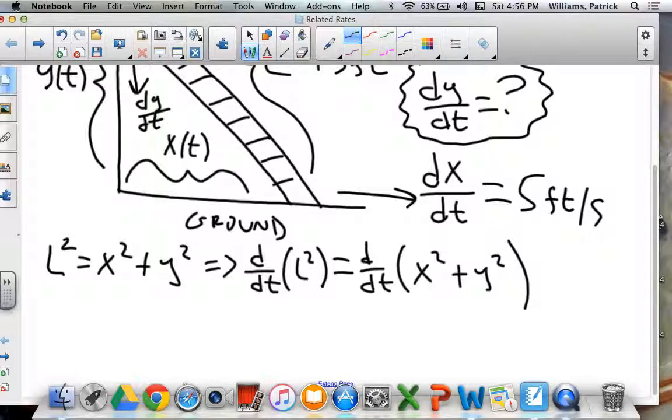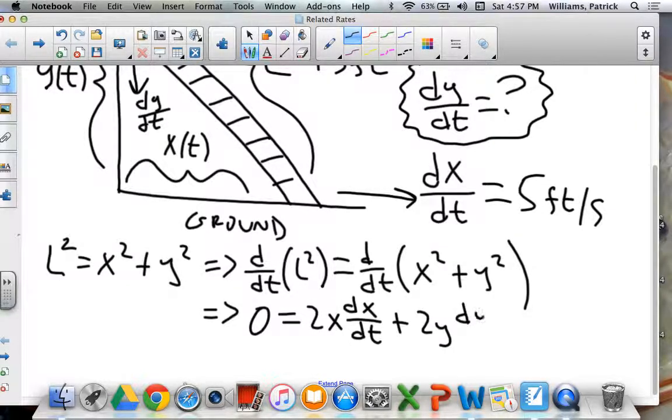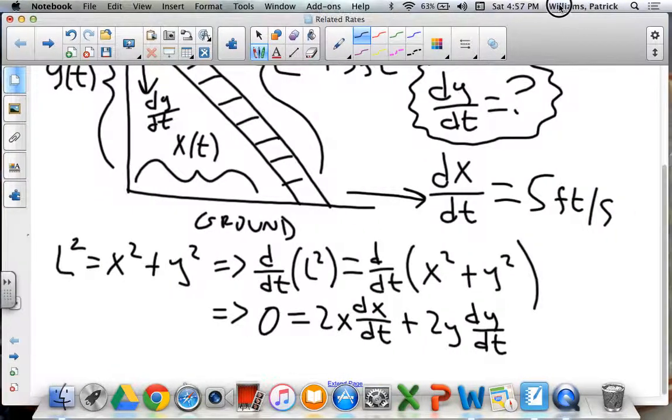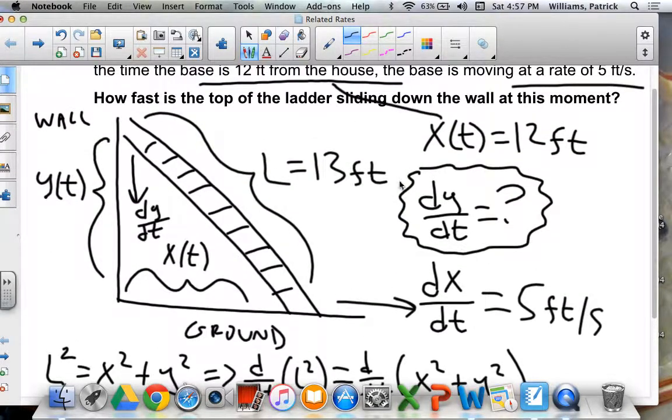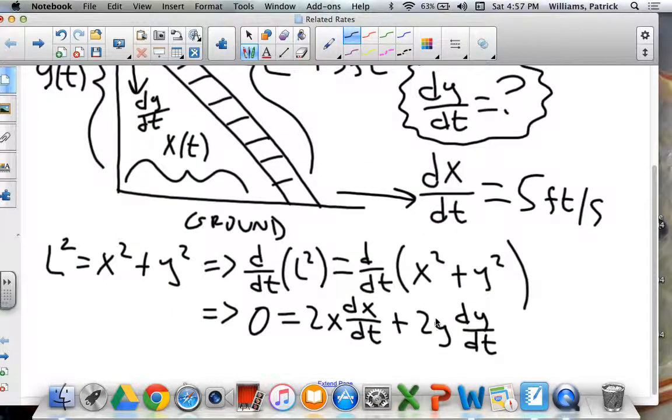All right, if you've gone through and done this, what you'll get is that if L is a constant, the derivative of a constant with respect to time is just going to be 0. So we end up getting 0 is equal to 2x dx/dt plus 2y dy/dt, like that. So what can we do with all of this information? Notice what we've been given in the problem. We were given dx/dt, we were given x at that particular time, and we want to find dy/dt, but we don't know y.